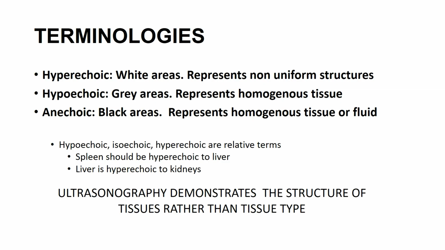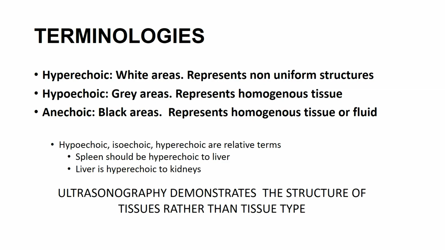Anechoic means no echo. It represents the black area, which represents homogeneous tissue or fluid. Apart from these three terms, another term is isoechoic. That means tissues which have the same echogenicity are called isoechoic.